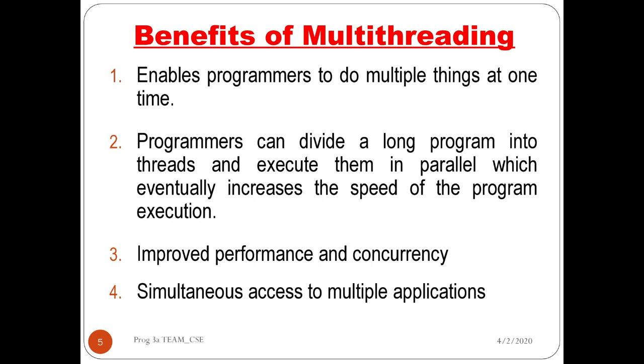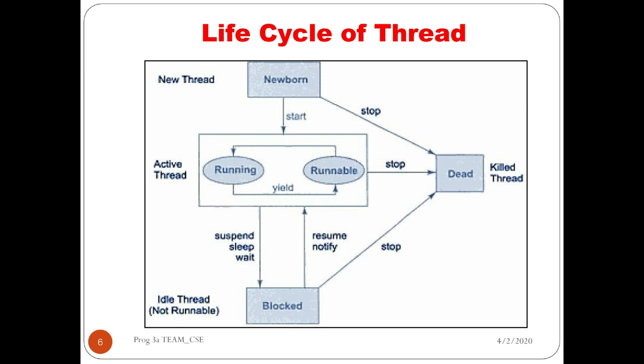Next slide. Consider the life cycle of a thread, which consists of different states. The first state is called the newborn state, when the thread is born, which doesn't have any task. From the newborn state, it can be moved to the start, to the next state called the active thread state. In the active thread state, some task will be assigned, and the thread will be in the running state. The thread will be active. This is the second state.